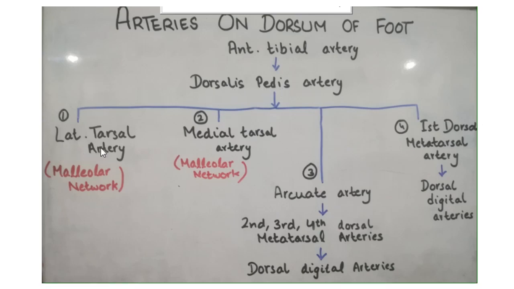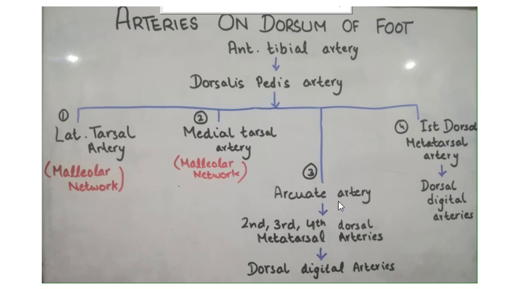The first one is lateral tarsal artery, which supplies lateral part of the dorsum of foot, midfoot and ankle. Then comes the medial tarsal artery. It supplies the medial side on the dorsum of the foot. Both these branches take part in malleolar network, or you can say in anastomosis around the ankle joint.